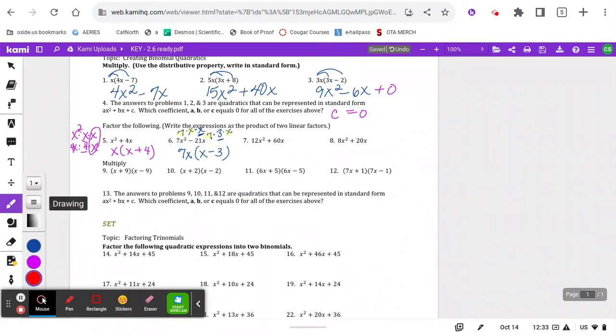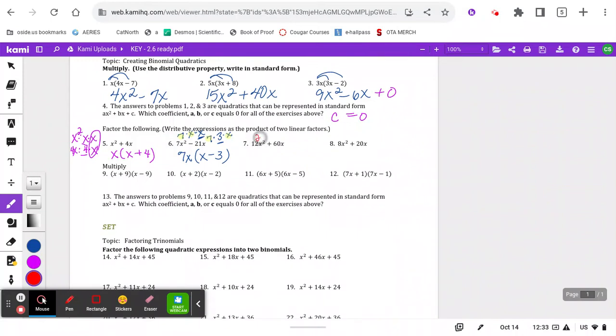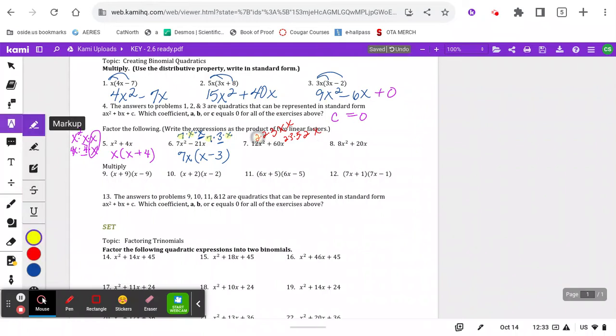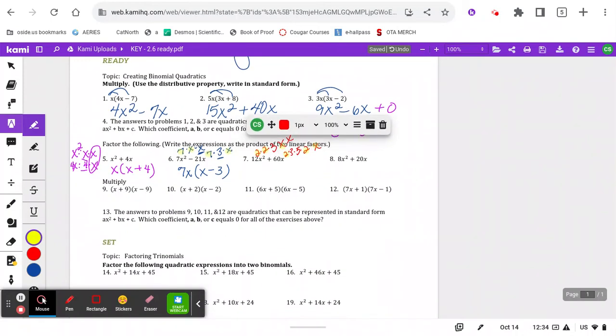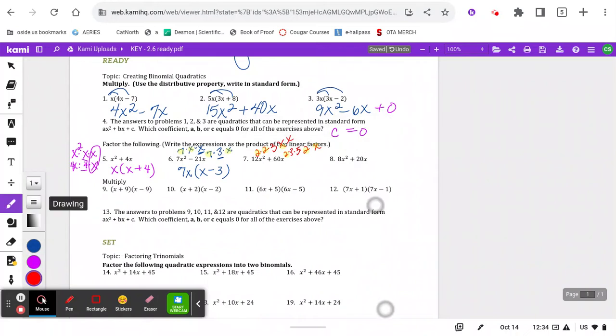All right, what goes into 12 and 60? Let's break this down. 12 could really be 2 times 6 or 2 times 2 times 3. And then there's x times x. 60 is 2 times 30. 30 is 3 times 10. 10 is 5 times 2. Then there's an x. So what's in common here? I see there's a 2 and a 2. I see there's another 2 and another 2. So 2 times 2 is 4. And I see there's one x in common in both. So those things that are in common, the 2 and the 2 and the x, those all multiply to go out in front as my greatest common factor.